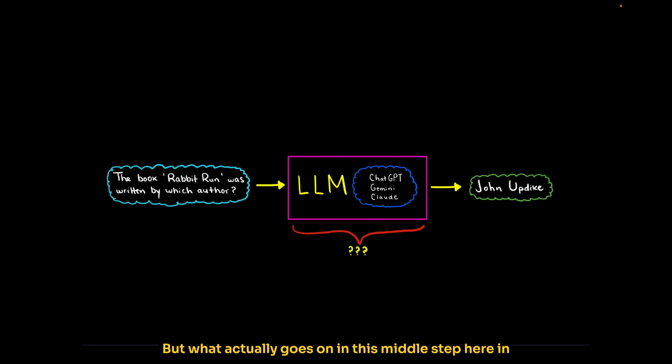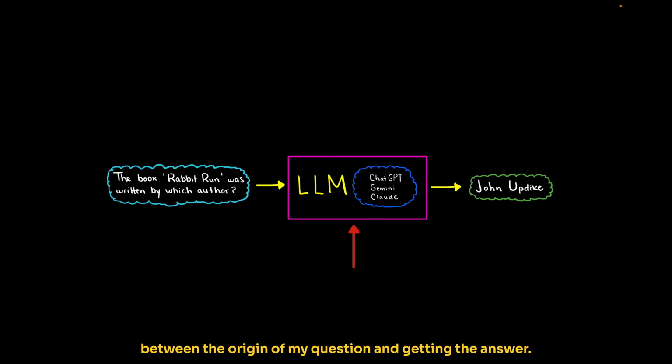But what actually goes on in this middle step here in between the origin of my question and getting the answer? In this video, we'll go through a high-level overview of how an LLM architecture works and what actually happens in this middle step, following our input through the LLM all the way to its output answer.